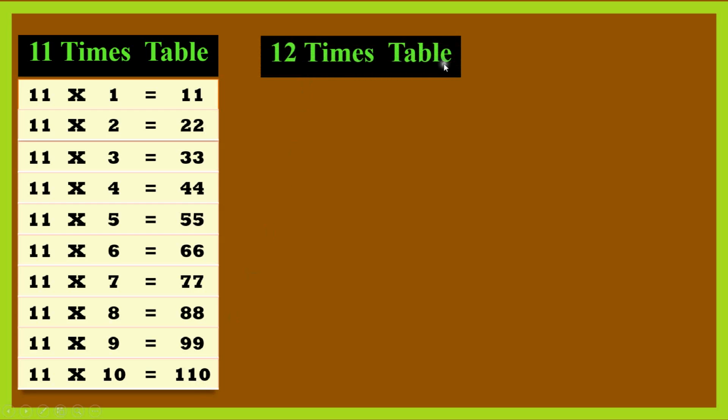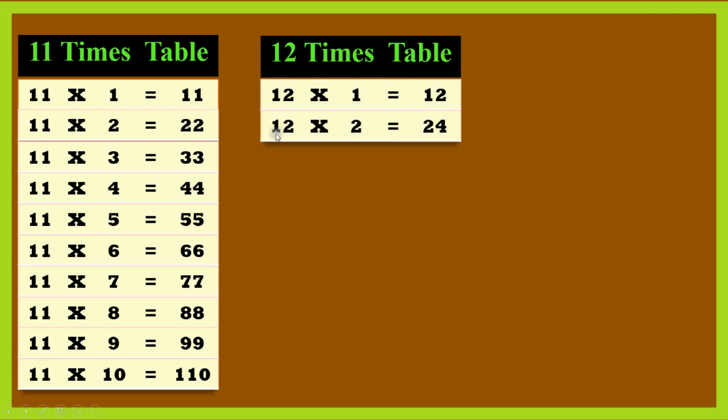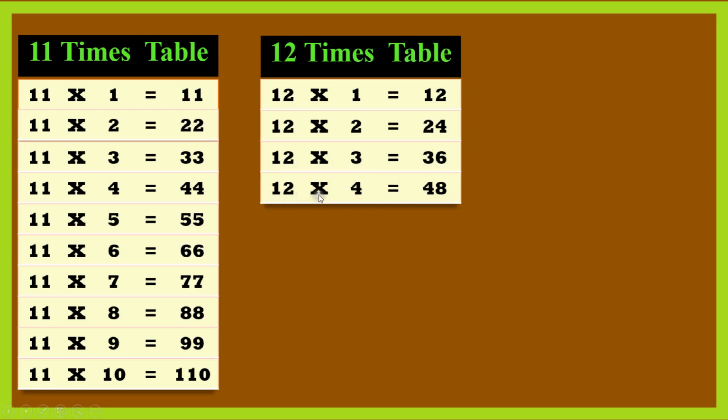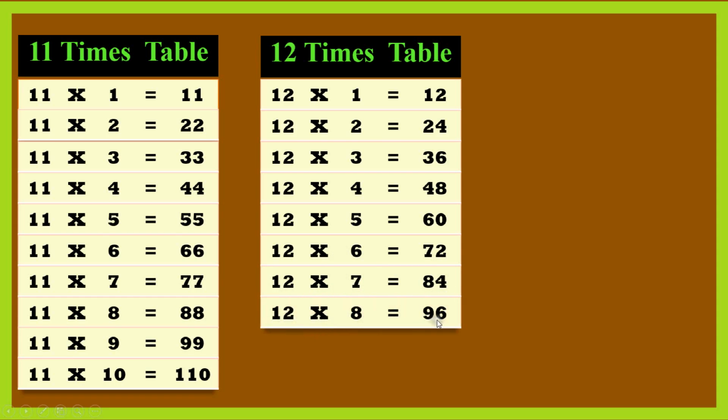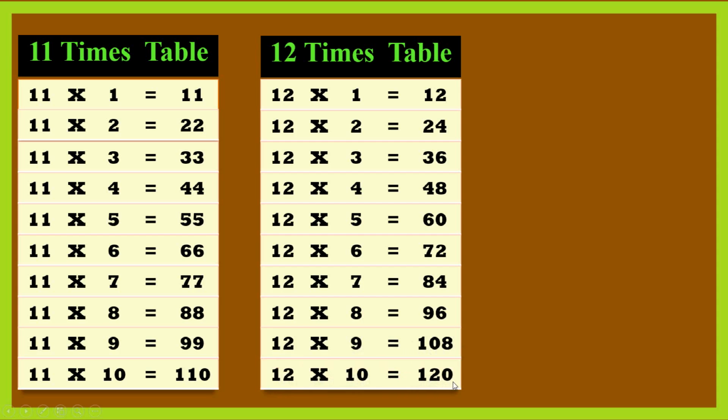12 times table. 12 times 1 is 12. 12 times 2 is 24. 12 times 3 is 36. 12 times 4 is 48. 12 times 5 is 60. 12 times 6 is 72. 12 times 7 is 84. 12 times 8 is 96. 12 times 9 is 108. 12 times 10 is 120.